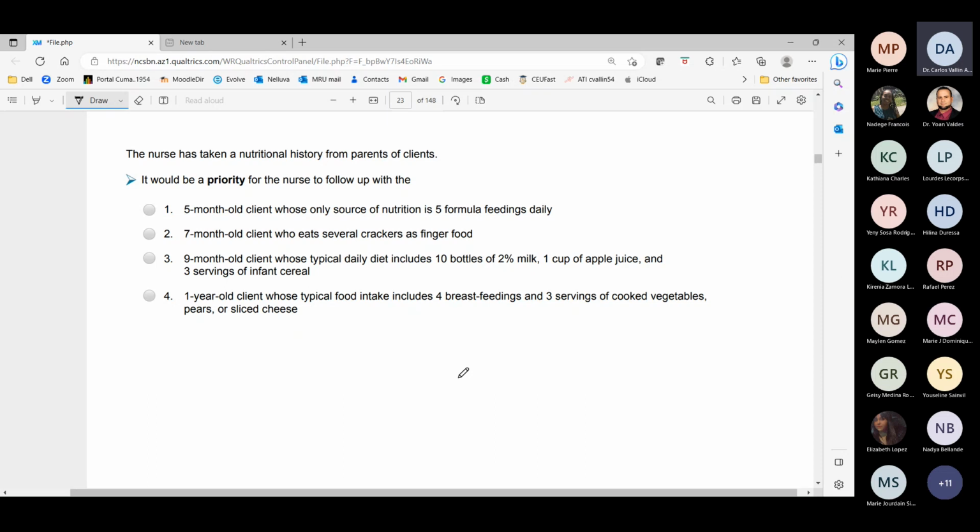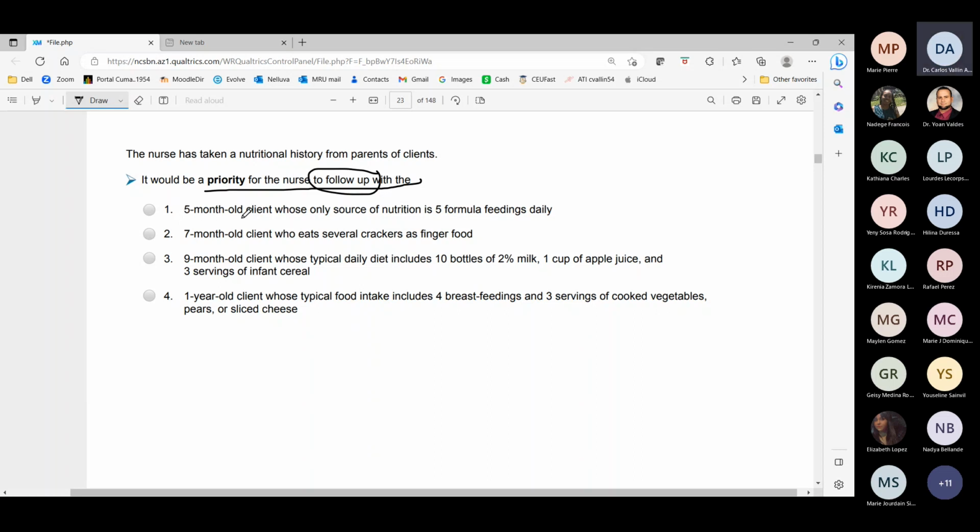The nurse has taken a nutritional history from parents of clients. Okay, so now it is pediatrics, because if we're dealing with parents, it is a pediatric question, and it is about the nutrition of children. So let's see. It will be a priority for the nurse to follow up. Remember that this term follow up means that something is not correct. Something needs to be assessed, fixed, intervened, etc. So let's see what is wrong here.